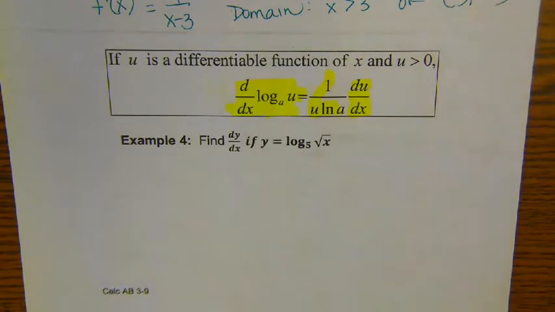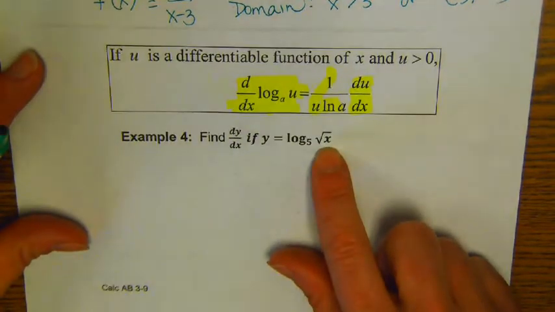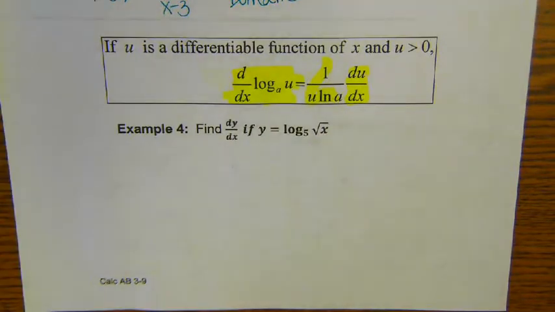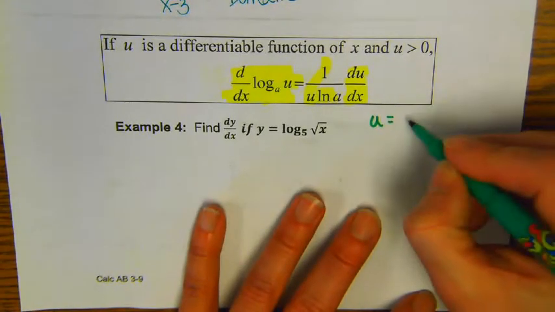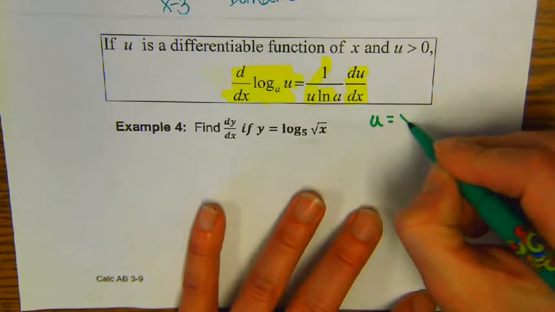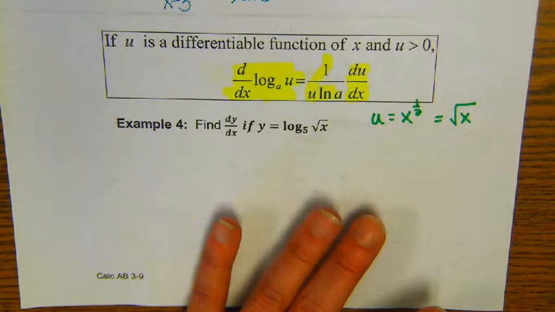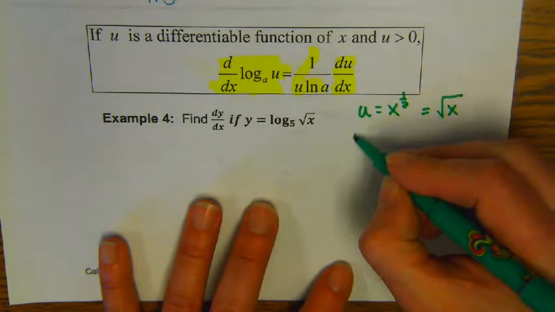Okay, so the base is 5, and I do have a chain rule thing going on in here because this is the square root of x. So if we want to write out my u, u is the square root of x, which is x to the 1/2. Maybe we just want to write both expressions down, so subbing in is a little less work. And then what's du, or u prime?